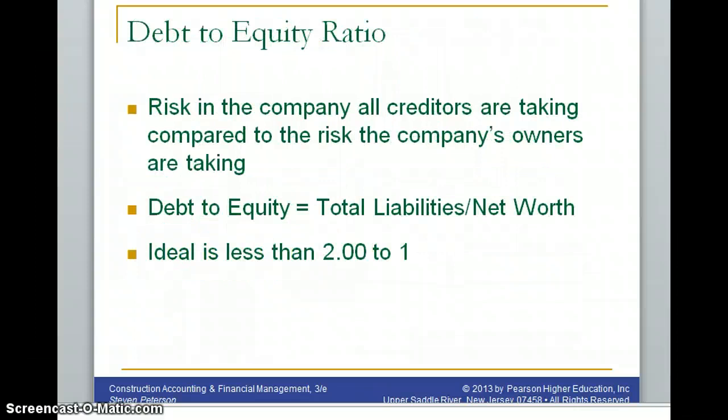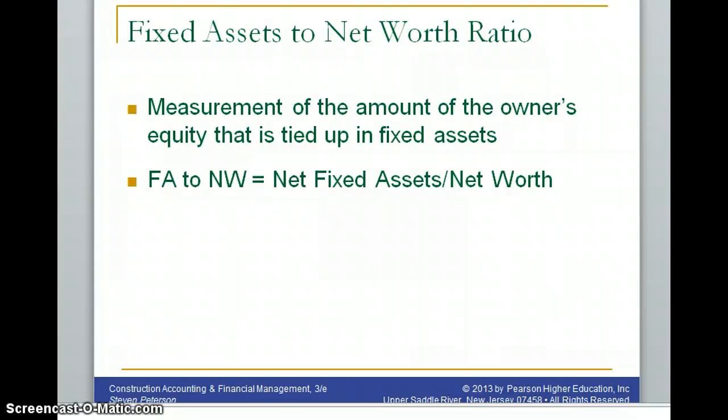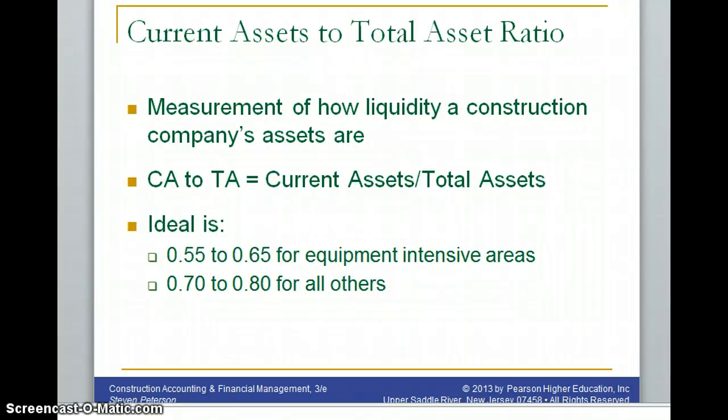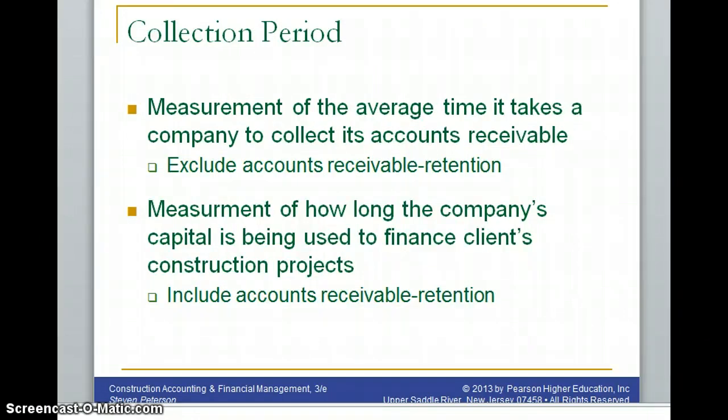We have the debt to equity ratio, fixed assets to net worth ratio. We have the current assets to total asset ratio. Again, that ratio is determined from information on the balance sheet, current assets divided by the total assets of the company. The collection period.